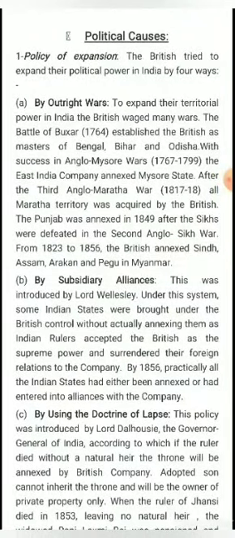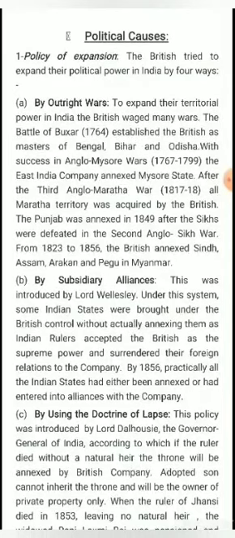The Battle of Buxar was fought in 1764 between the East India Company and Mir Qasim, the Nawab of Bengal, in which the British became the master of Bengal, Bihar, and Odisha. With the success of this war, they fought another war, called the Anglo-Mysore War, in 1767 and 1799, in which they annexed the Mysore state.